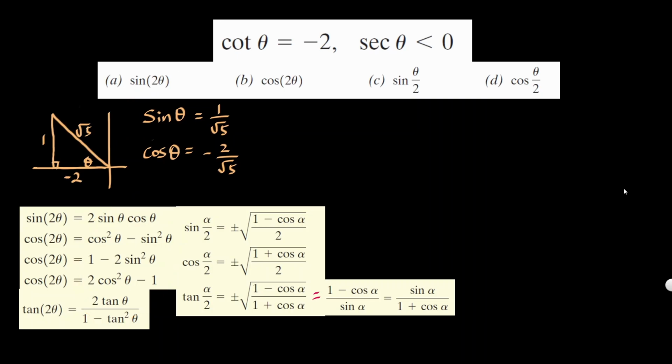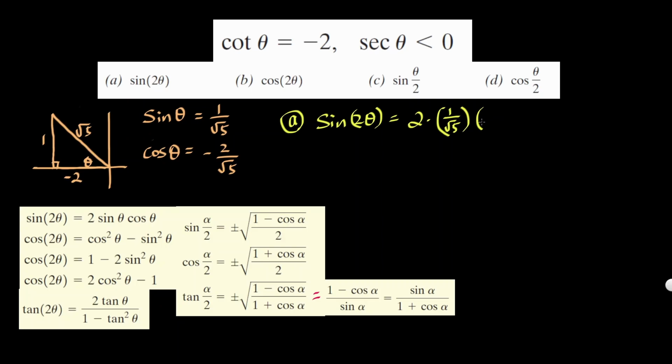Now I'm going to do A. So A says find sine 2 theta. That's easy. I guess double angle for sine is the easiest one here, right? So it's 2 times sine theta, which is that 1 over square root of 5. There's a reason why I didn't rationalize it, because radical 5 will cancel out each other.